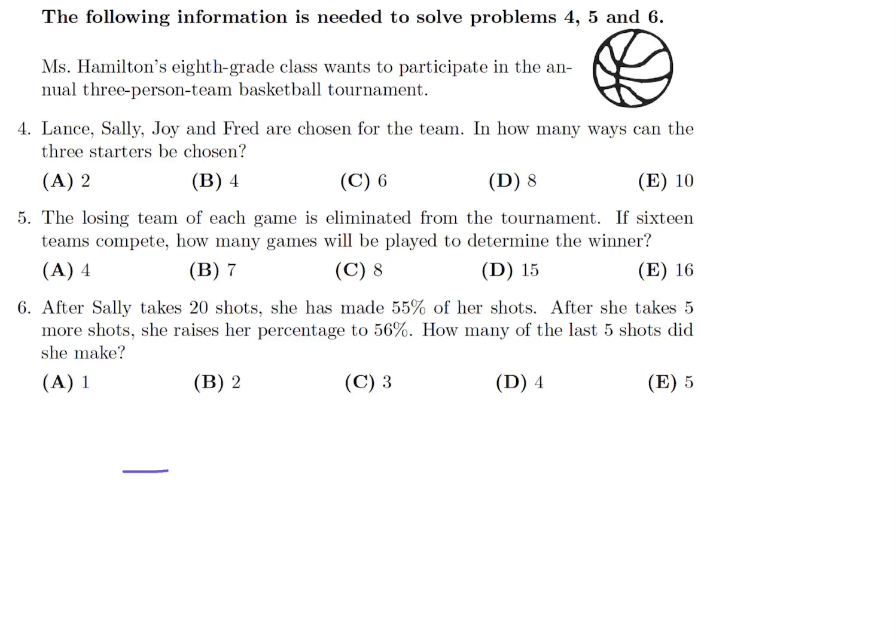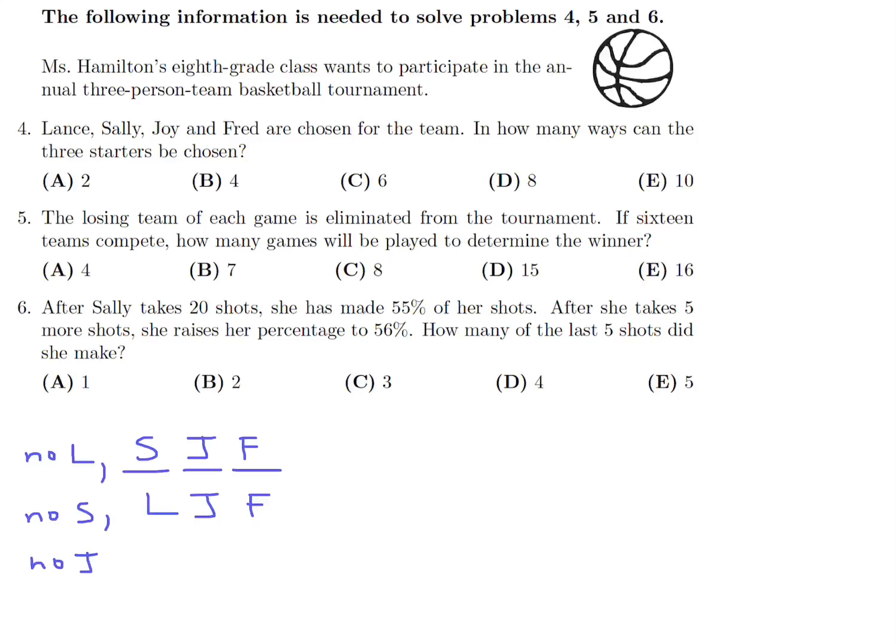Well, we only want 3 people to play. So we've got the following scenarios. No Lance. Lance has to sit on the bench. So if that's the case, the starters will be Sally, Joe, and Fred. The other way is no Sally. She sits on the bench. If that's the case, the starters will be Lance, Joe, and Fred.